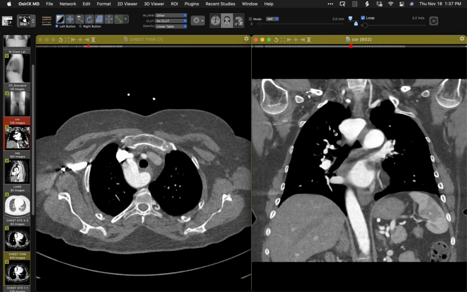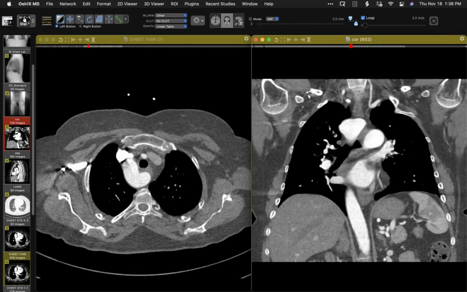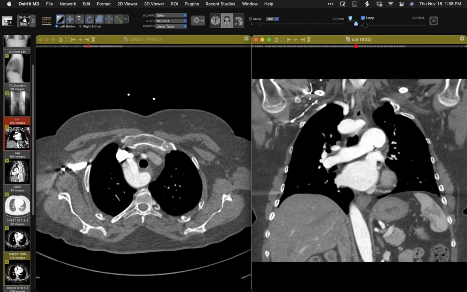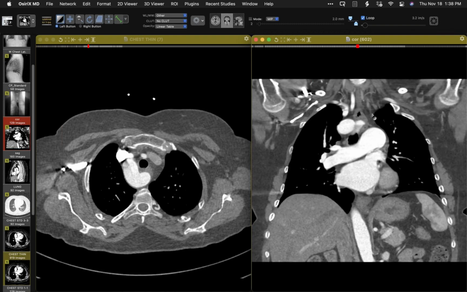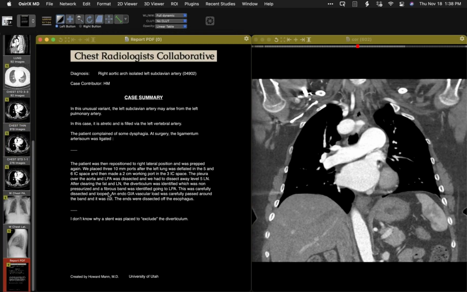From my relatively brief reading, usually with isolated left subclavian artery, it may arise from the left pulmonary artery, but sometimes it gets supplied from the vertebral artery in a retrograde fashion. In thinking about the likelihood of a ligamentum being there and there being a ring, yes, indeed. And here is a brief description of the ligation of what they described as a fibrous band going to the LPA.